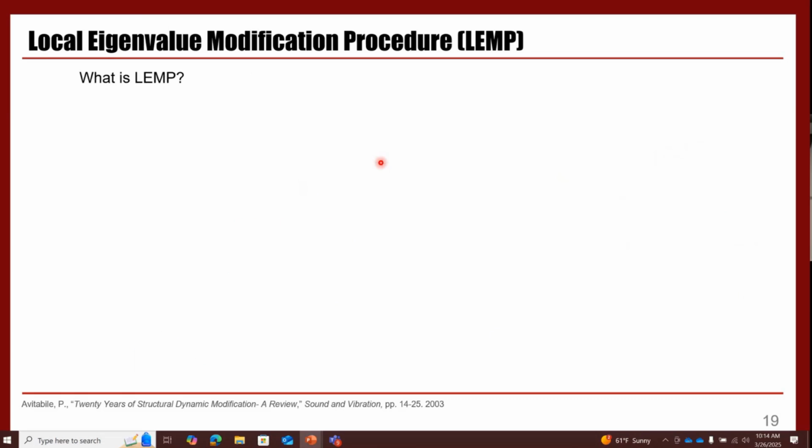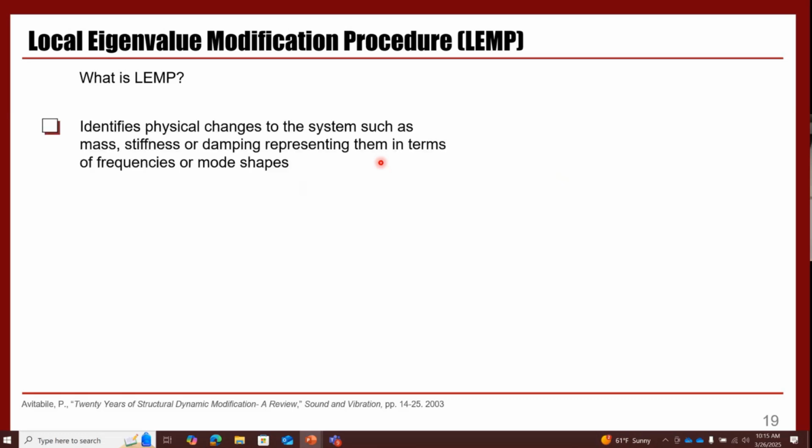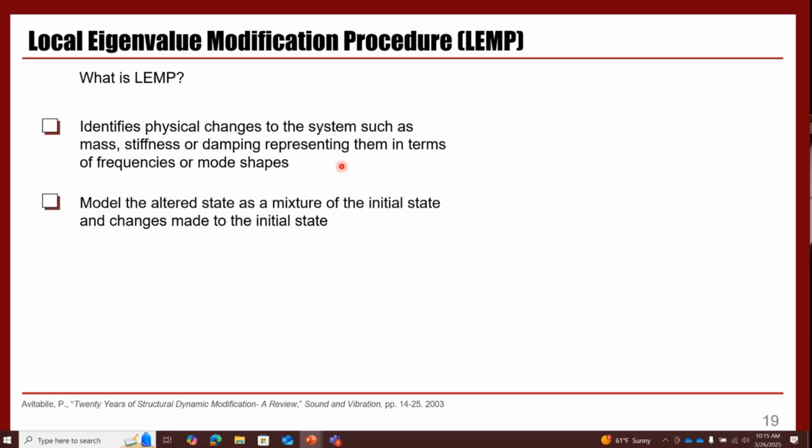Now, when we talk about the local eigenvalue modification procedure, it's a bit different from the eigenvalue problem itself. We are now talking about a singular change that is added to the system, which is not like adding both mass and stiffness. We're adding just one single change, either mass, stiffness, or damping at a time. So what LEM does is that it identifies the physical changes to the system, such as mass, stiffness, or damping, and then represents them in terms of frequencies or mode shapes. And then it models the altered state as a mixture of the initial state and the changes that are made to the state. I'll explain that now.